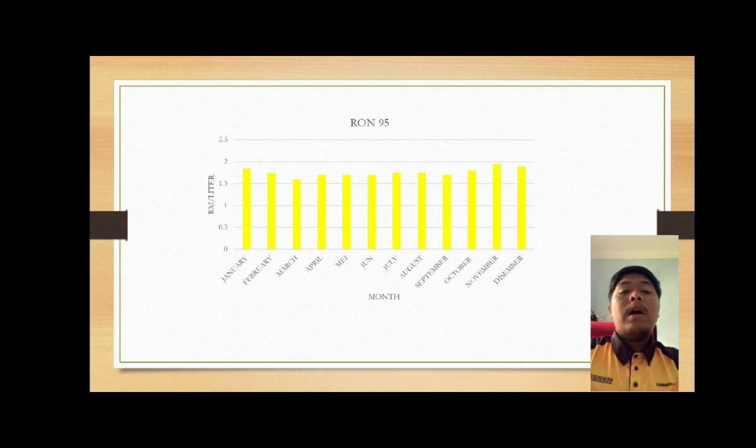Furthermore, I want to talk about the synthesis for RON95. The oil RON95 is the lowest price compared to RON97. It is very suitable for each level, and there are many benefits if we use the oil RON95 to take care of our vehicle's engine.